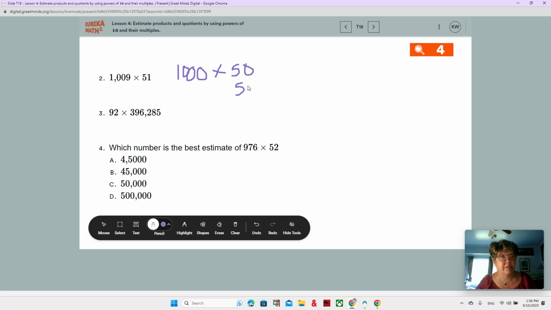Well, 50 is the same as 5 times 10, right? And 1,000 is the same as 10 times 10 times 10. Okay, so now we have 4 tens. So that would be 10 to the 4th power times 5. Okay, or 5 and 4 zeros. 50,000. Okay, make sure you have that written in your book under number 2.